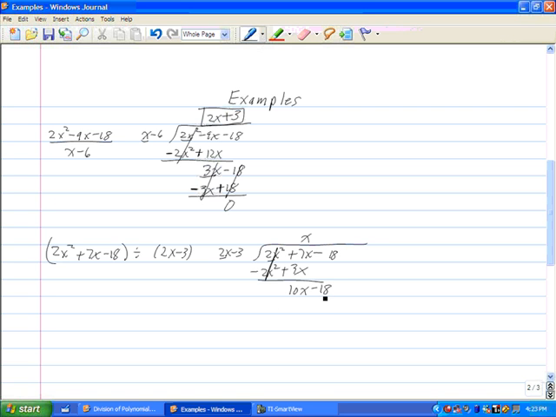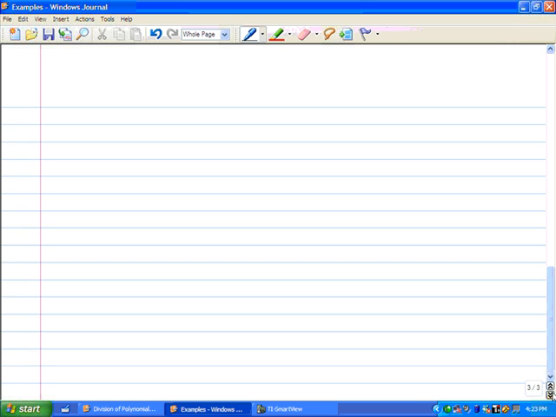2x times what gives you a 10x. Paying attention to first term and first term, it would be a plus 5. 5 times 2x is a 10x. 5 times a minus 3 is a minus 18. Change the signs. Add, and again, no remainder. There's your quotient. Now what we really need to see is what happens when we get a remainder and how we write that. So let's go on to see that.